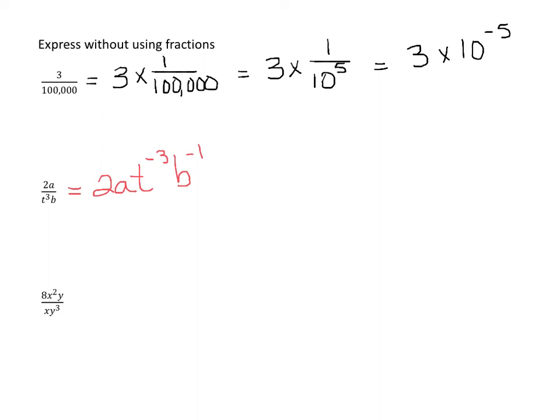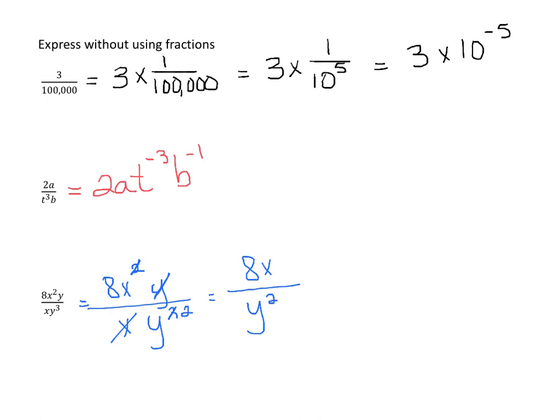On this last one, the first thing that I will do is simplify, then I will remove all the fractions. So if I have 8x squared y over xy cubed, this will become x to the first. That will become y squared. And I have the numerator is 8x. The denominator is y squared. So I will have 8x y to the negative 2 power.